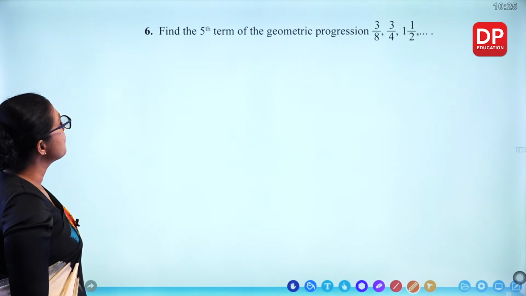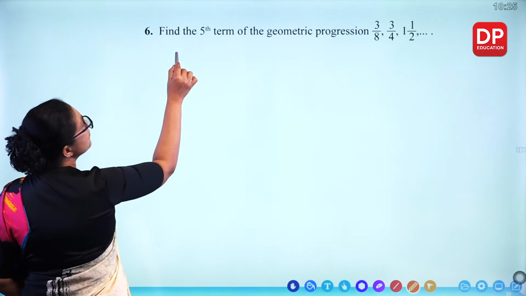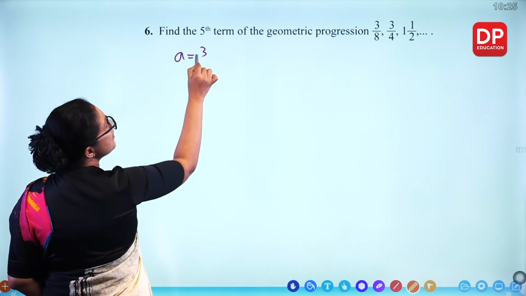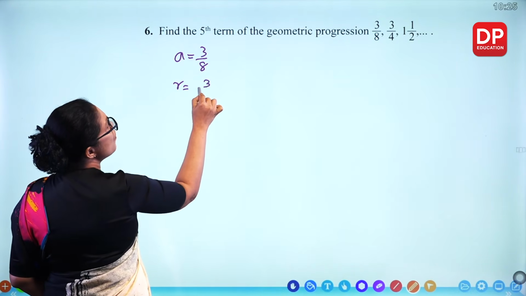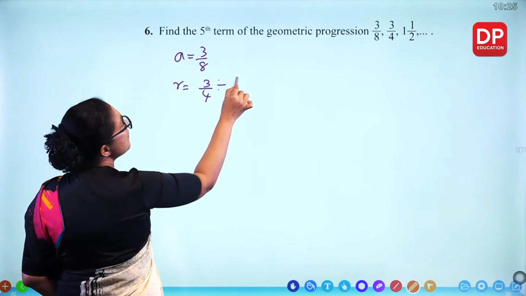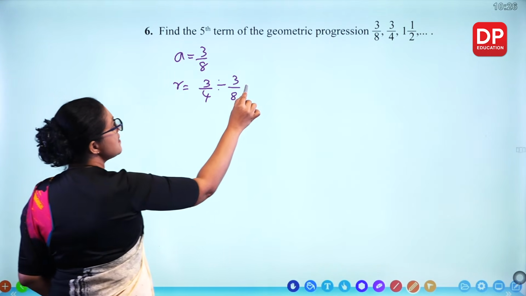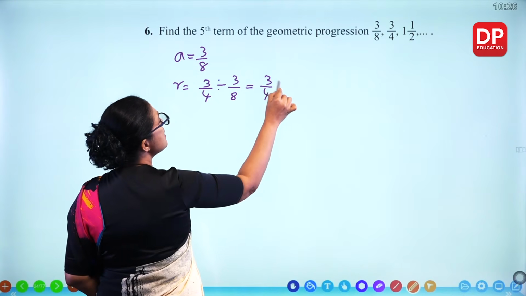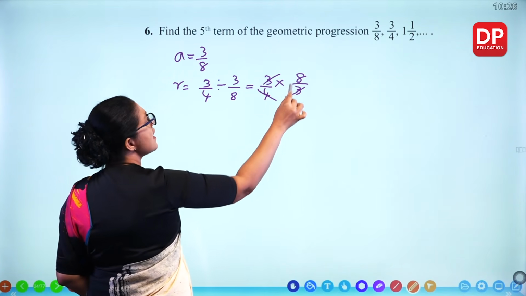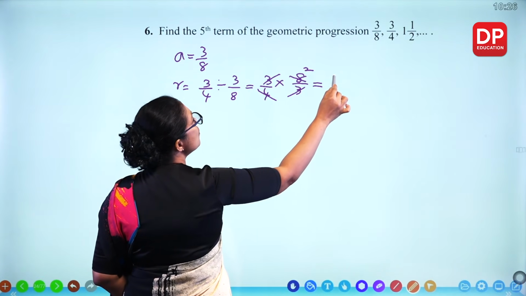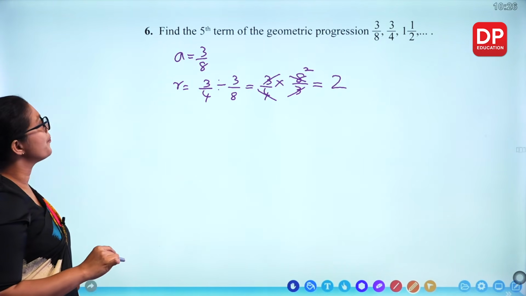Question number 6. Find the fifth term of the geometric progression. A is given 3/8. What's the ratio? 3/4 divide by 3/8. Use this way. It's easy. 3/4 multiplied by 8/3. 3 get cancelled out. 4 times 2, 8. That's 2. So the common ratio is 2.